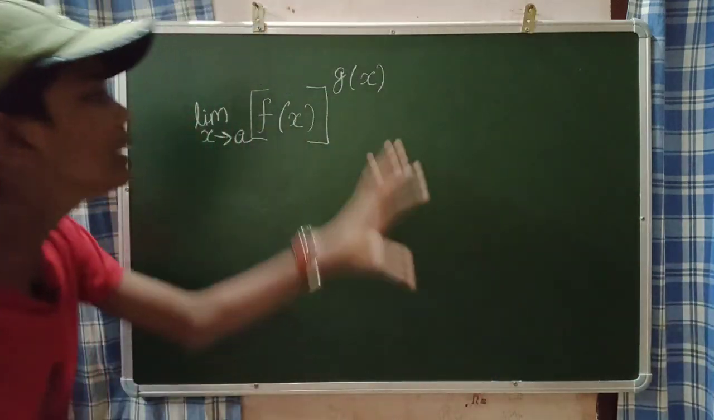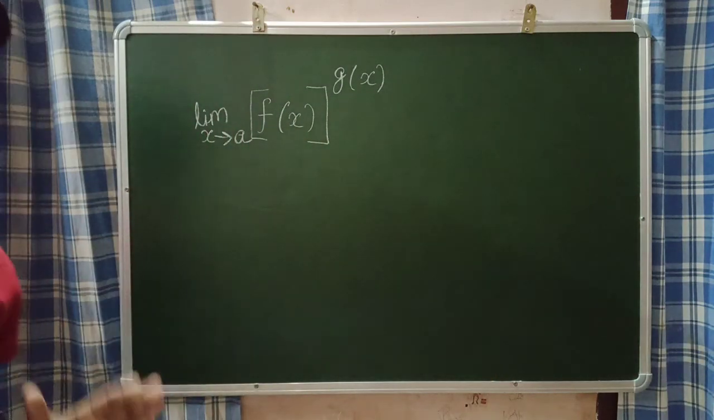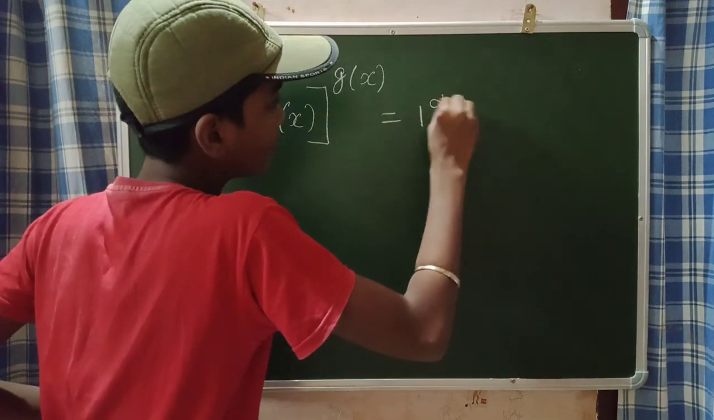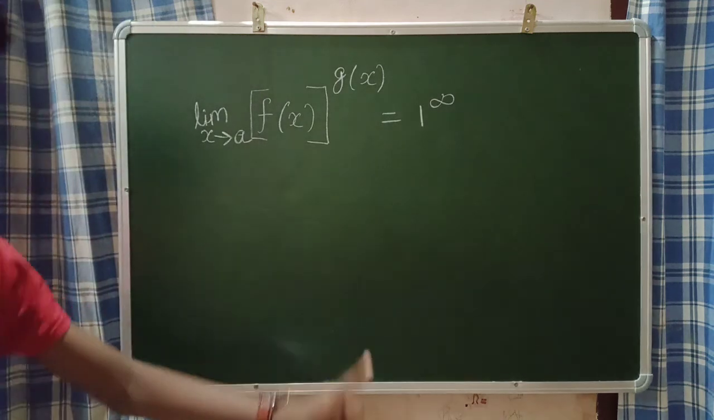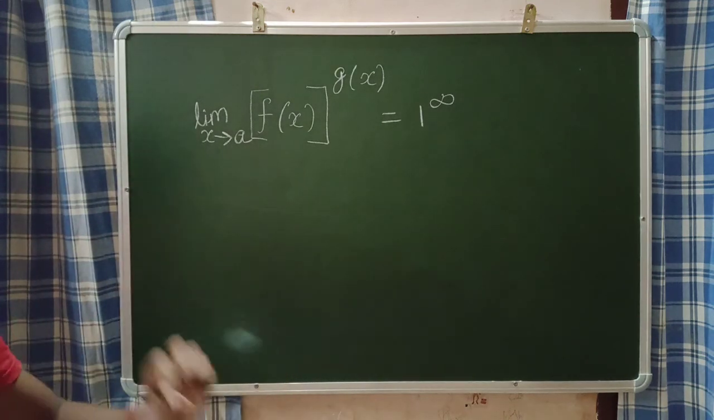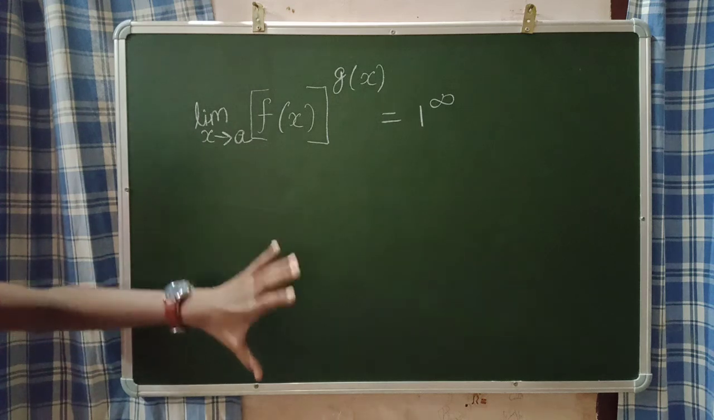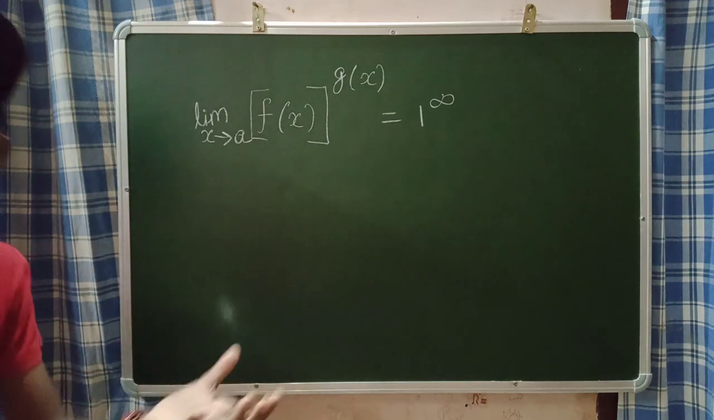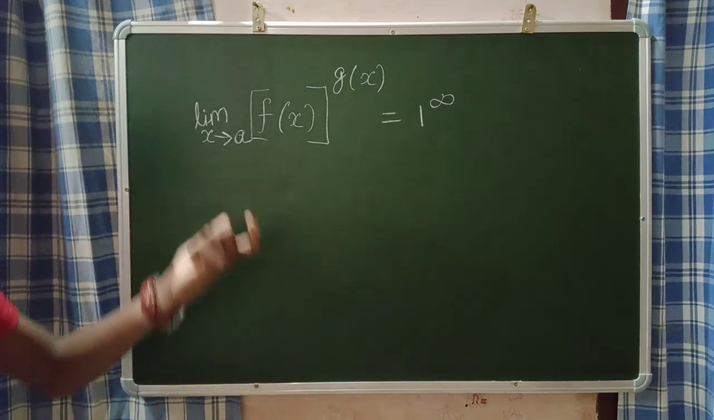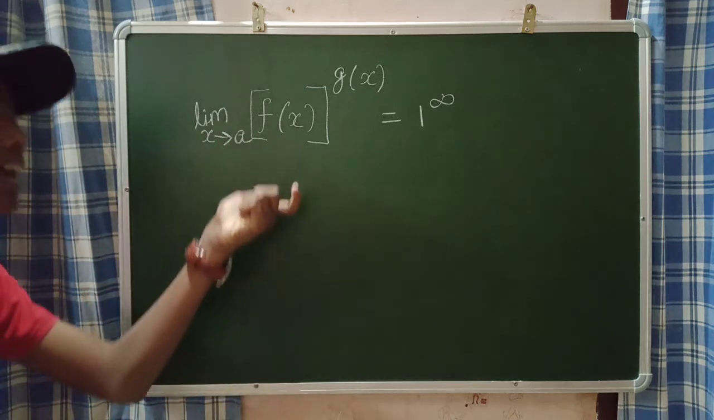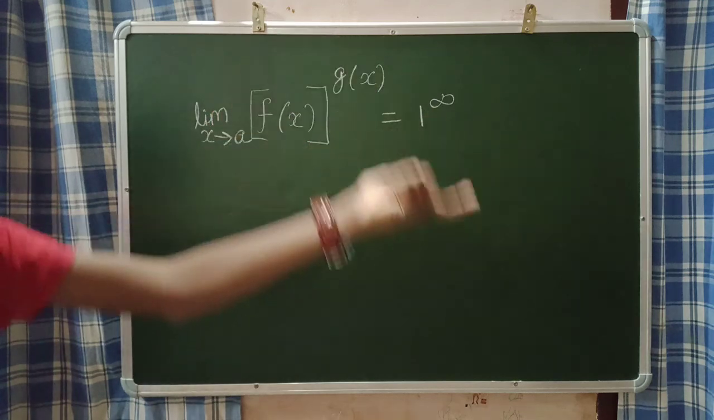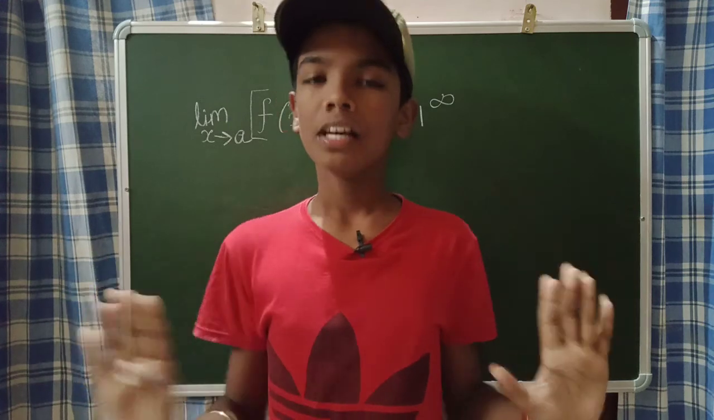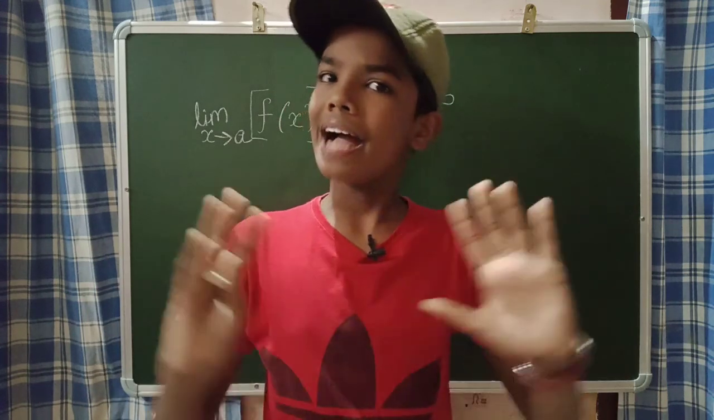Now, when we solve this limit using a direct substitution method, and if you get 1 to the power infinity, then this is what we call the 1 to the power infinity form. When you solve this limit and want to find the value using a direct substitution method, you just put x as a in both the base and the power. If you get 1 to the power of infinity, then this is something which we call the 1 to the power infinity form. As simple as that.